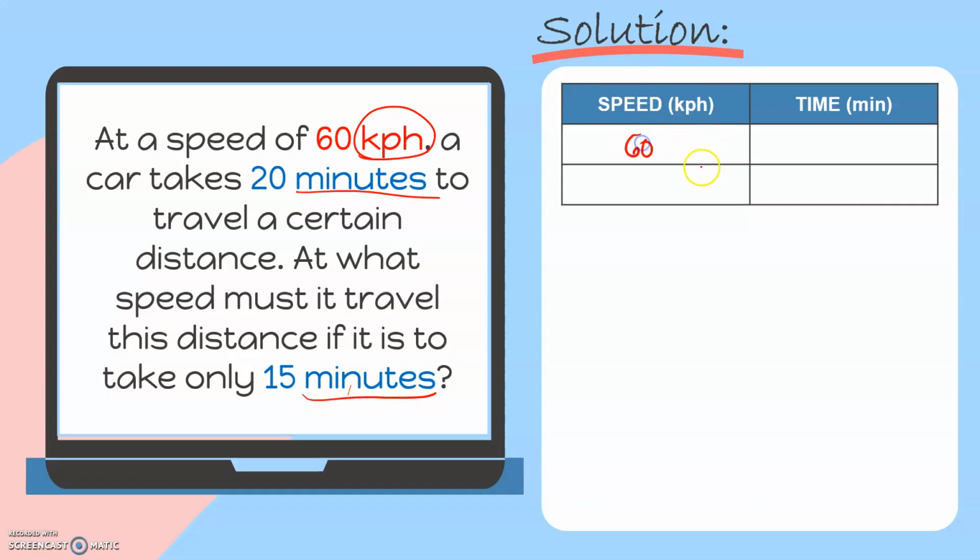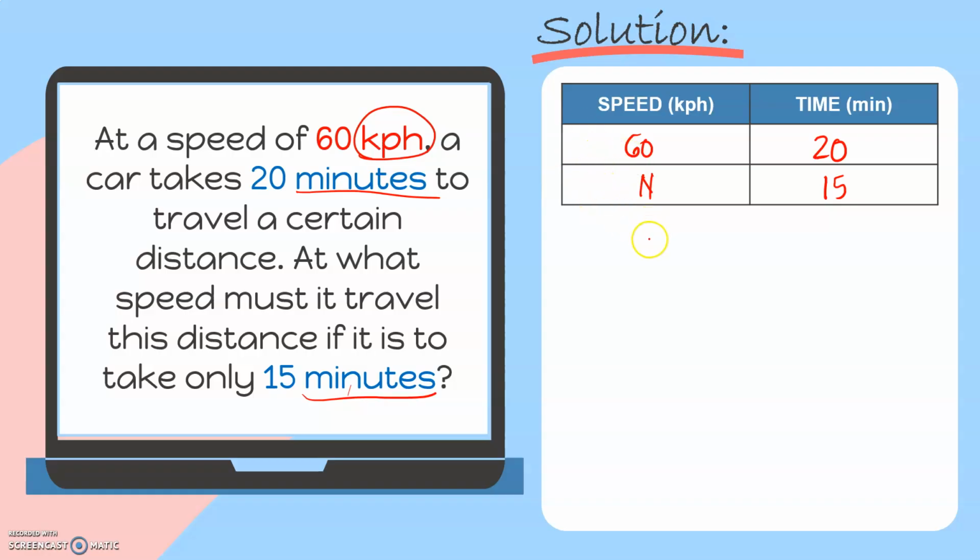So if a car is traveling at a speed of 60 kilometers, it is given that it will cover a certain distance within 20 minutes. Now, if you would like to cover the same distance in 15 minutes only, what do you think you should do with your speed? Should you decrease your speed or should you increase the speed? Correct. So ideally, if you would like to cover a certain distance in a shorter period of time, you have to increase your speed. Okay, so a decrease in time causes an increase in speed.